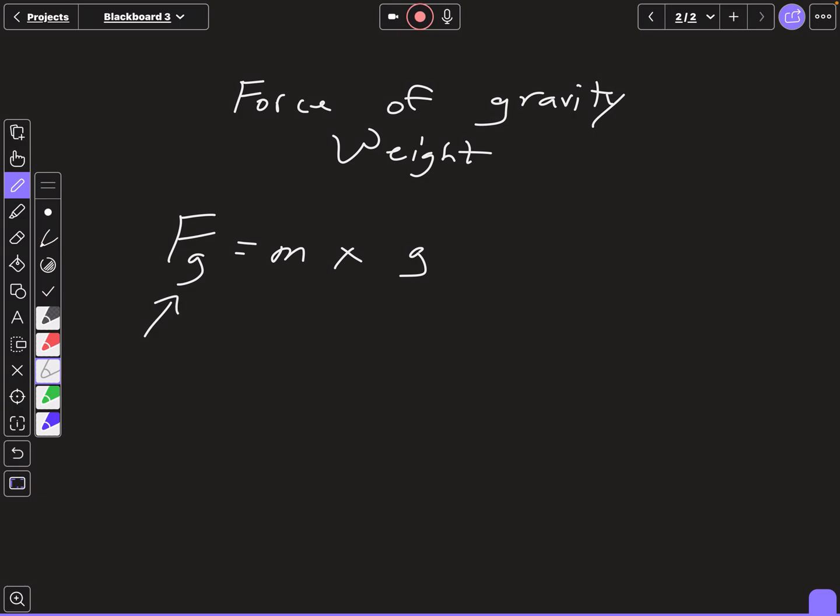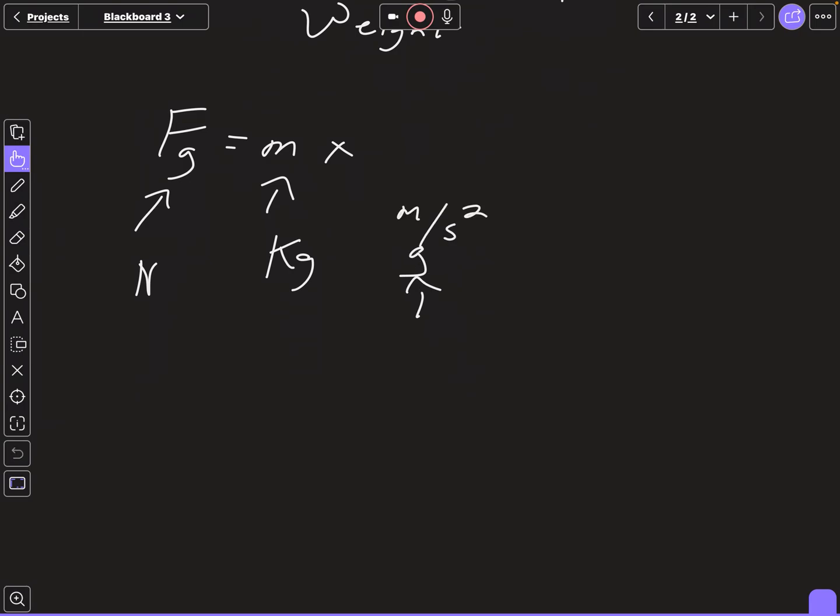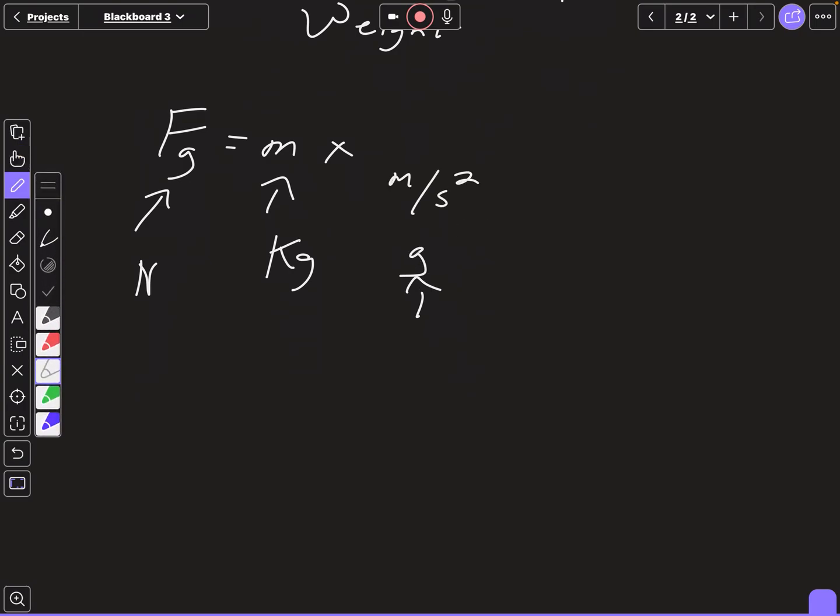The units for force of gravity is newtons. For mass, it's measured in kilograms. And then the acceleration due to gravity is in meters per second squared. So if I have, and like I said, don't forget we have a quiz on this tomorrow. If I have this equation, Fg equals m times g, if I wanted to solve for Fg, I just take my mass and multiply it by my acceleration due to gravity.